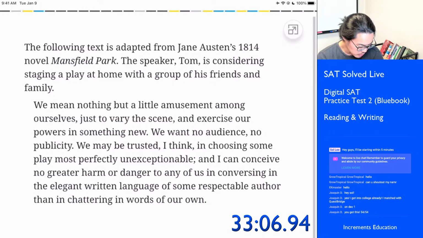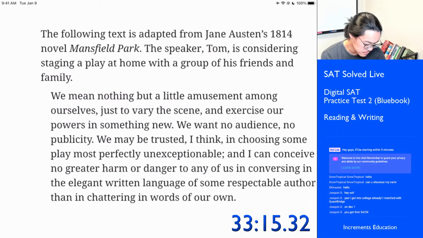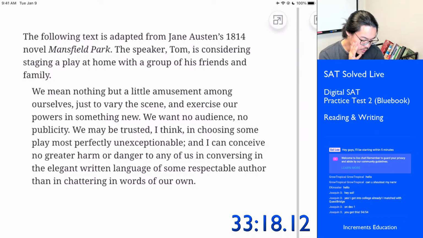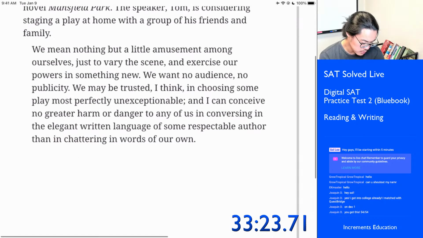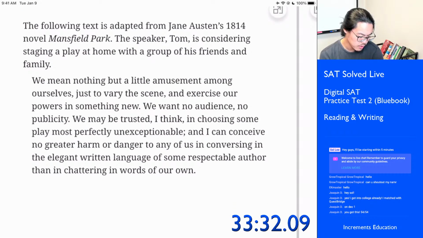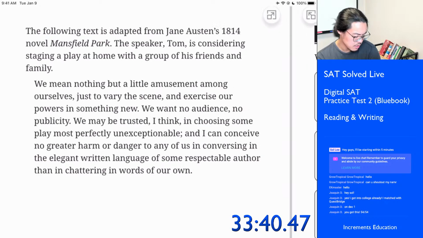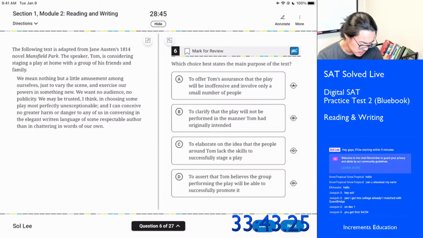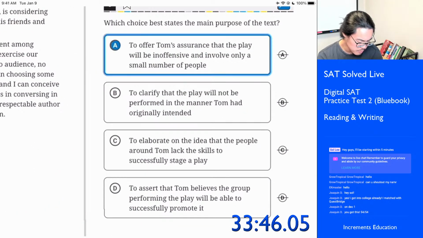1814 novel, Mansfield Park. Hang on, this must not be vocabulary. Main purpose. Okay, we're in the analysis section. I've seen this before. We just want to chill out. Wait, this is the speaker. The speaker is trying to have a play, and he's like, we want no audience, no publicity. We're just wanting to have some fun. We're just trying to have some fun. The purpose of this little speech is to be like, hey, we're just trying to have some fun. You know, it's going to be a small number of people.